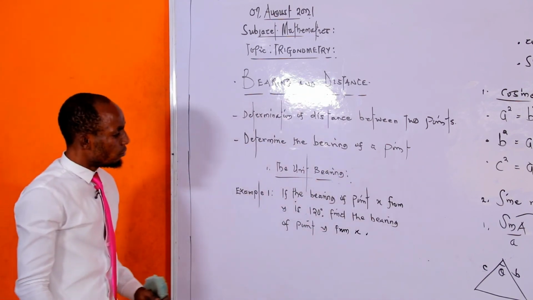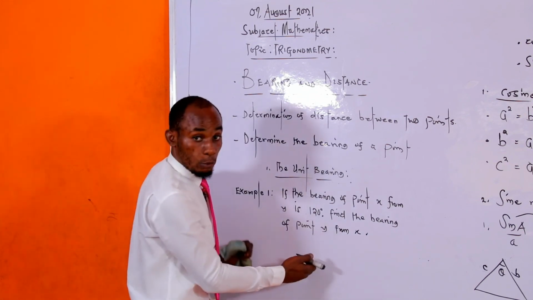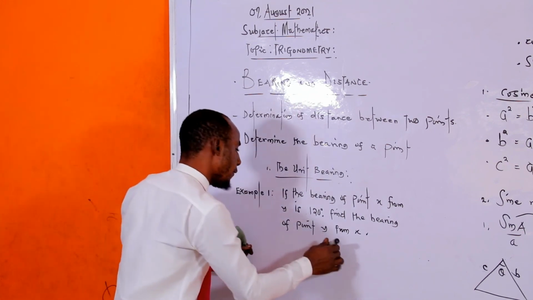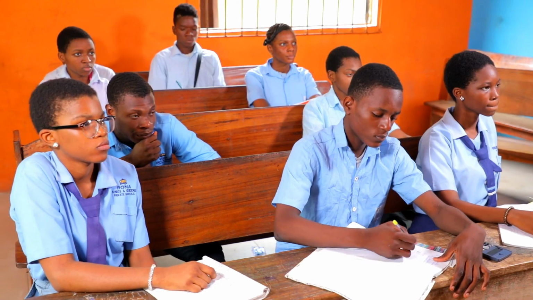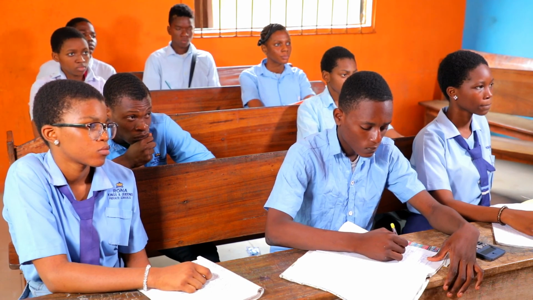Now, if you want to look at this simple question, what do you do? The first thing you do is to draw your 4 cardinal points.